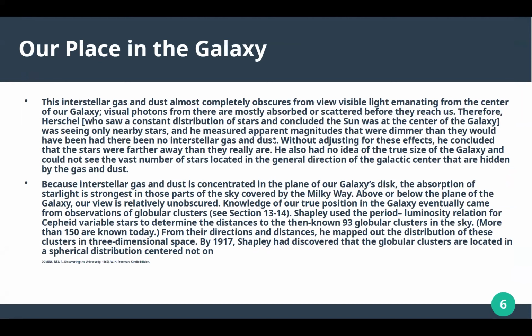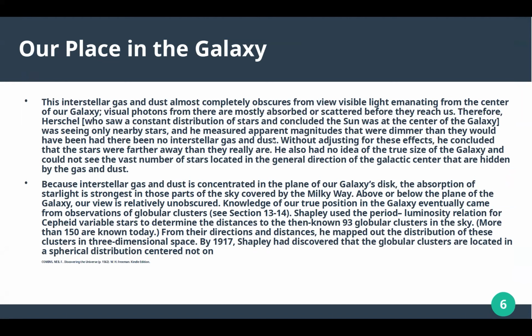The interstellar gas and dust almost completely obscures from view visible light emanating from the center of our galaxy. Visual photons from there are mostly absorbed or scattered before they reach us. Therefore, Herschel, who saw only a constant distribution of stars and concluded that the sun was at the center of the galaxy, was seeing only nearby stars, and he measured apparent magnitudes that were dimmer than they would have been had there been no interstellar gas and dust.